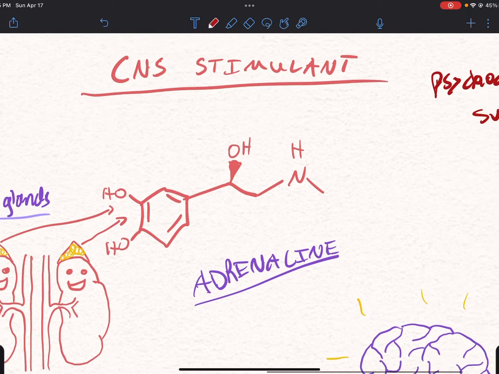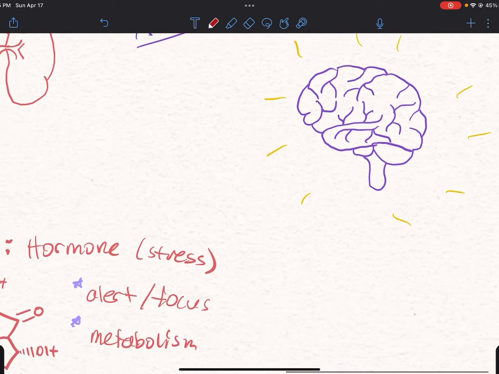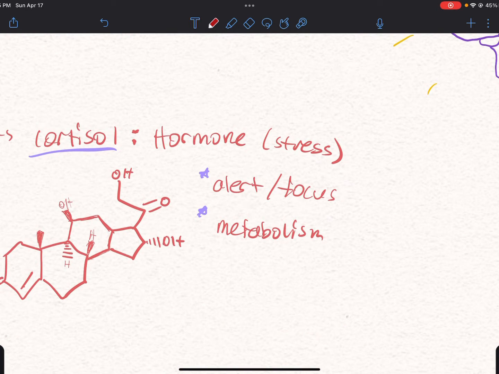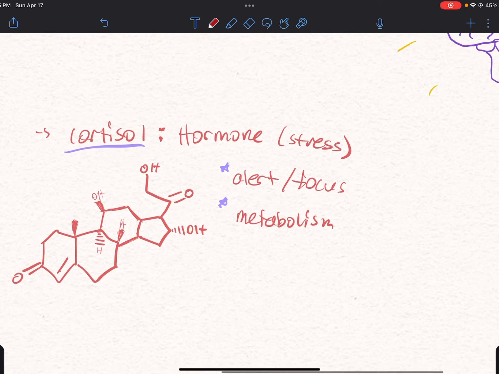It's a stimulant. It's actually a psychoactive substance. It's the most popular, widely used psychoactive substance in the entire world because of the stimulation. It also promotes cortisol release, which is known as a stress hormone, but in this case, it promotes alertness, focus, increased metabolism, and this is what cortisol looks like.